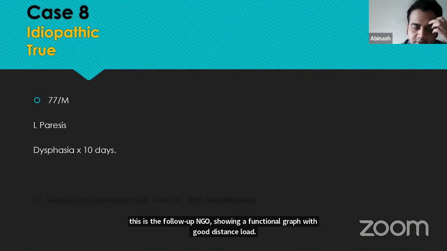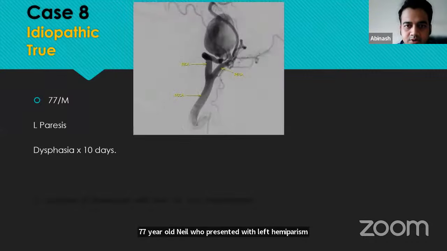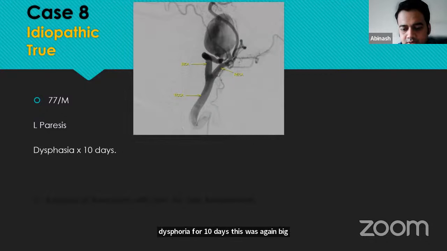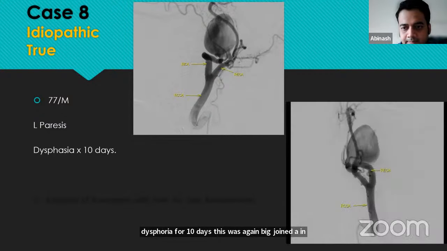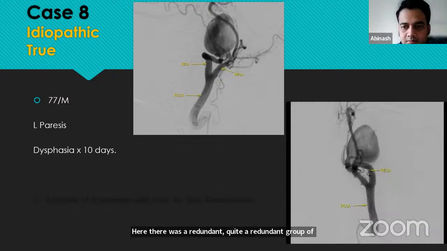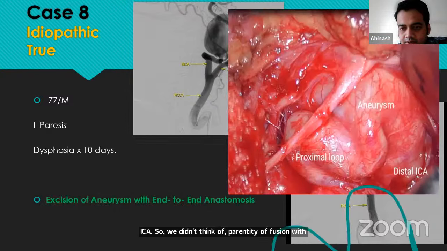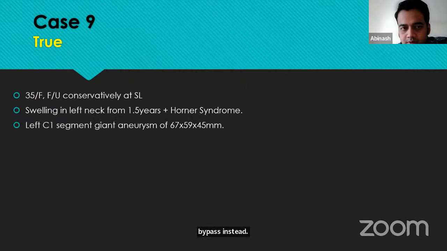Then coming to case number 8, this is a true aneurysm. A 77-year-old male who presented with left hemiparesis and dysphagia for 10 days. This was again a big giant aneurysm involving the extracranial ICA. Here there was quite a redundant loop of ICA. So we didn't think of parent artery occlusion with bypass. Instead, excision with end-to-end anastomosis was done. So here we can see the aneurysm and the loop.